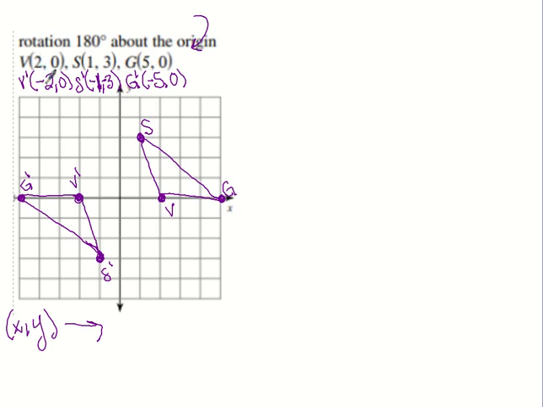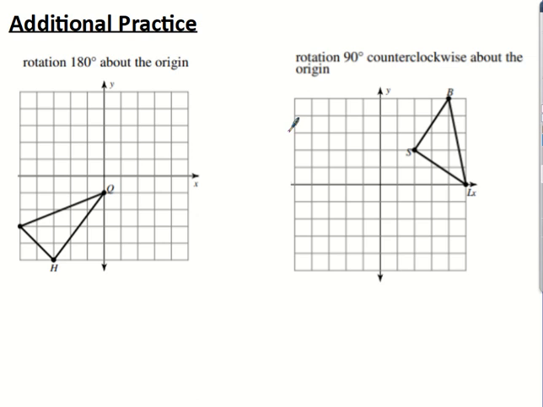But if we notice, 2 went to its opposite, 0 doesn't have an opposite, 1 went to its opposite, 3 went to its opposite, 5 went to its opposite, and as we know, 0 doesn't have an opposite. So the rule for 180 is that they both just switch to their opposites. So that one's the easiest. It's my favorite.